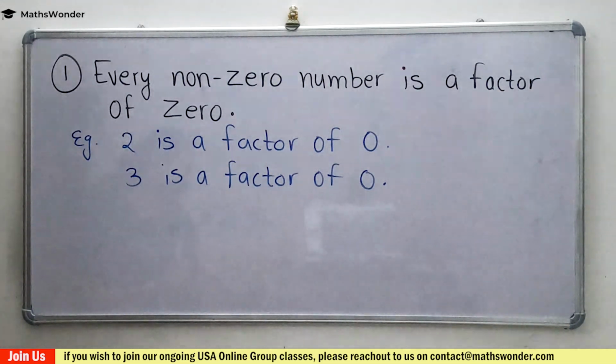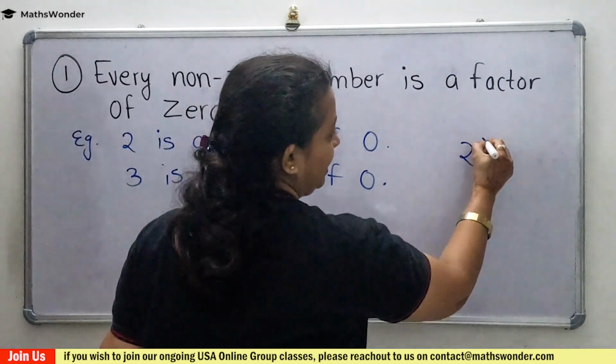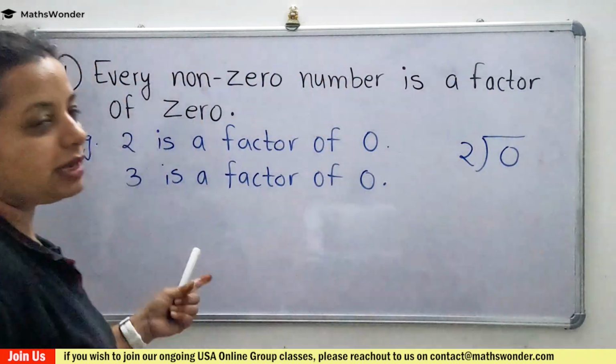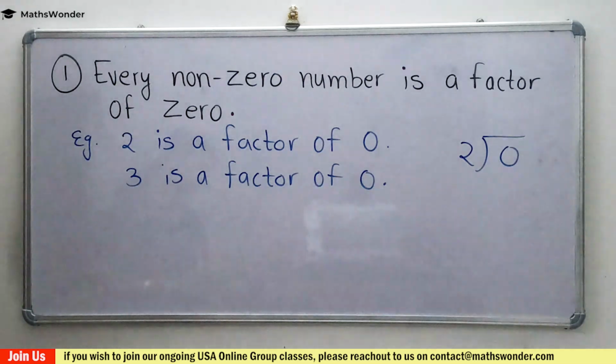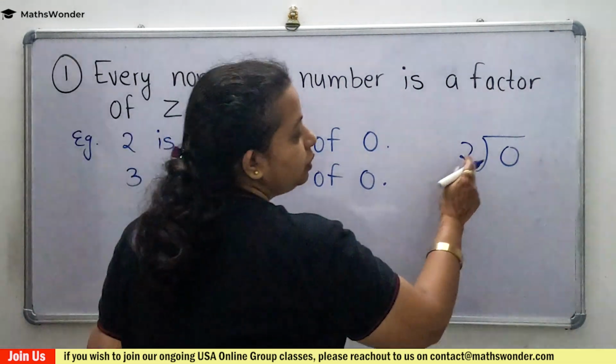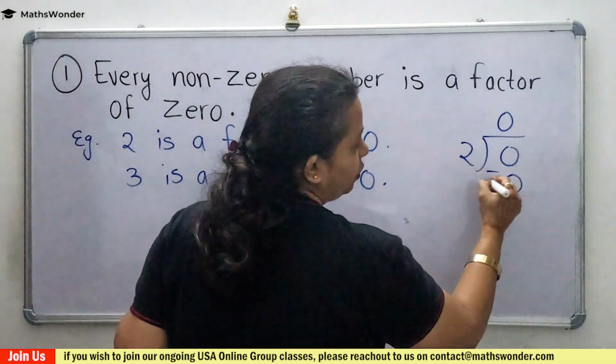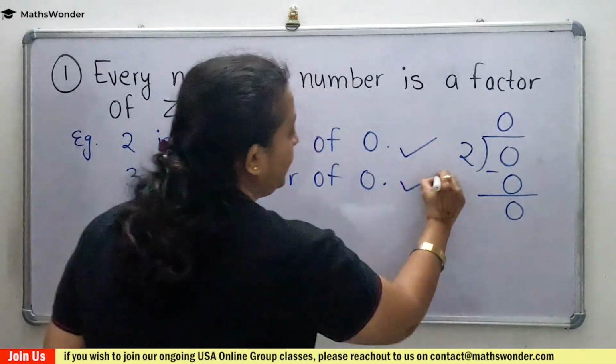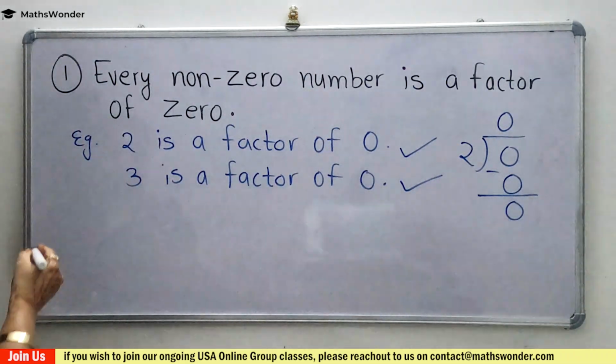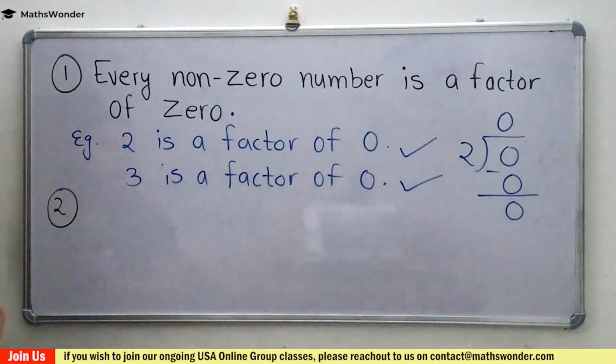If 2 is a factor of 0, then how will you check it? You will divide 0 by 2. Yes, that's correct. So is this possible? Yes. Every non-zero number is a factor of 0, so this is possible. Okay, now let's come to the next point.